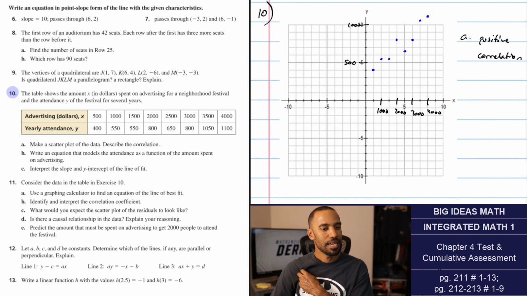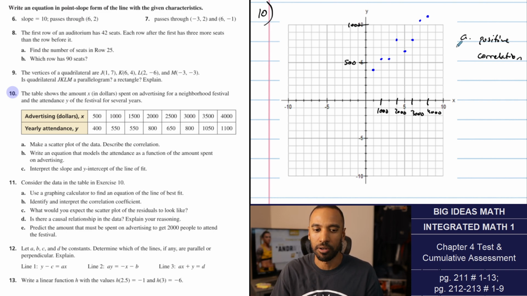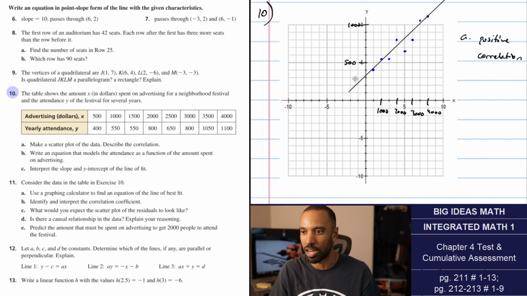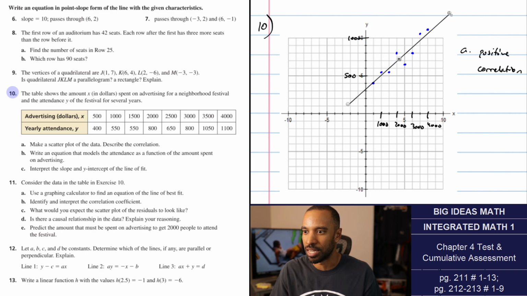Now for B, they say write an equation that models the attendance. This is the thing where I just try and draw a line as best as possible that goes through the stuff. Does that work? I have 4 points above, 5 points above. I want about as many above as I have below. That's one of the things that we go with here. So I'd have to lean it that way a little bit more. Now that I have four above, 4 below, is it even spacing?